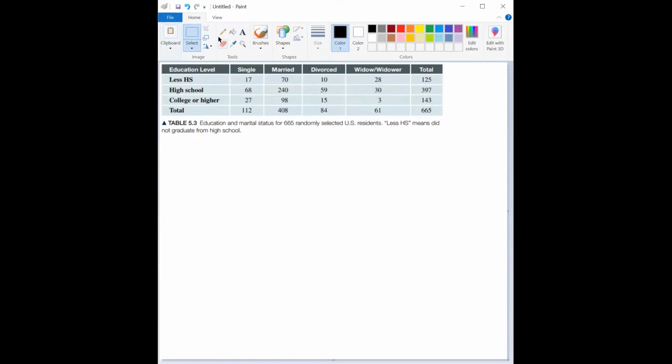Here's the table from the previous section. It has the information that we need to be able to do that. And we want to find the probability that a college-educated person is married.